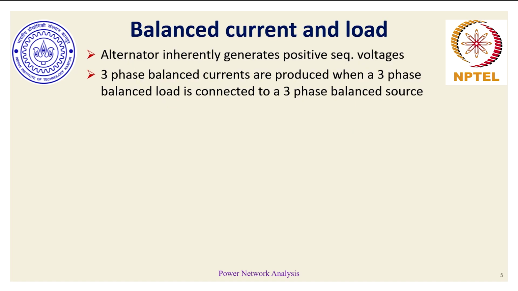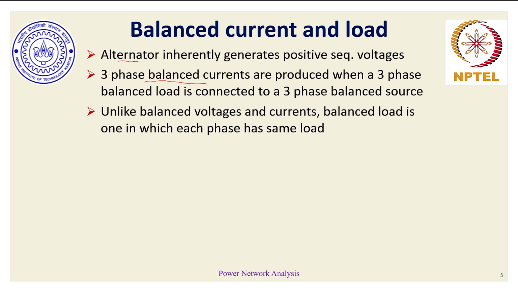So alternators inherently generate this positive sequence voltage, and if a three-phase balanced load is connected to such a three-phase synchronous generator, then the currents flowing from the source to the load would also be called three-phase balanced currents. We will talk more about the definition of balanced currents and balanced loads in the next few slides to come. Unlike balanced currents and voltages, where the magnitudes have to be equal and the phase angle differences among the phases have to be equal, the balanced load definition is a little different.